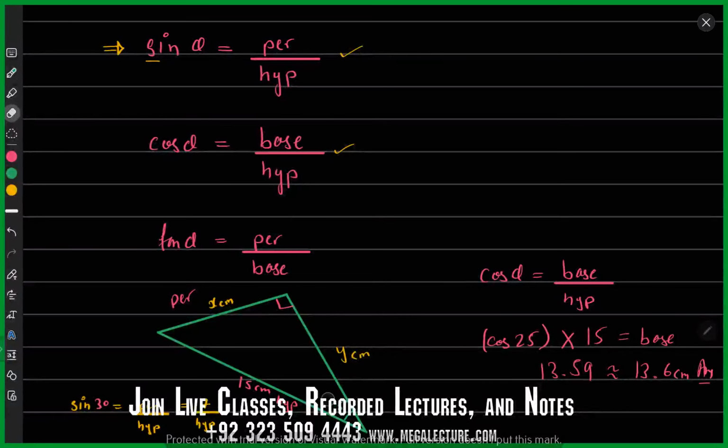One last thing, how do we find the angle using this? So that is also important. Now let's say that we have two sides. For example, this side is 15 centimeters and this side is 20 centimeters. Now the next goal is to find this theta.